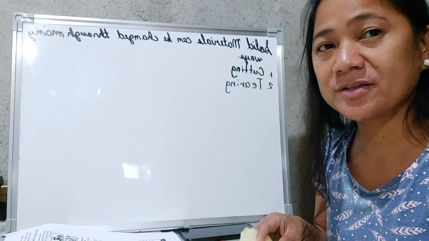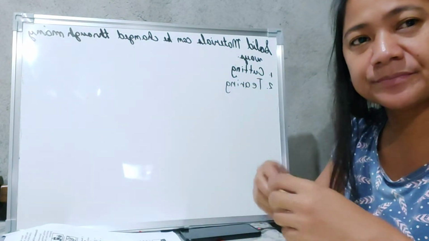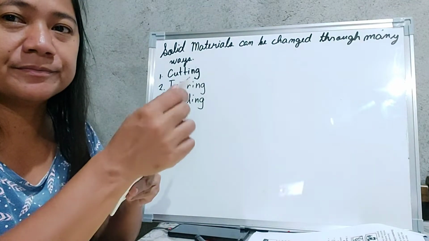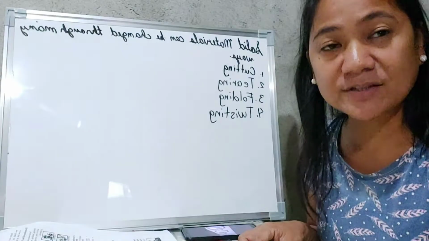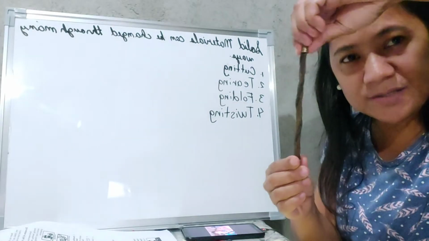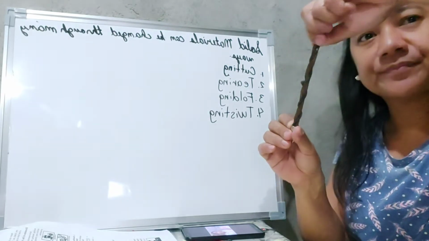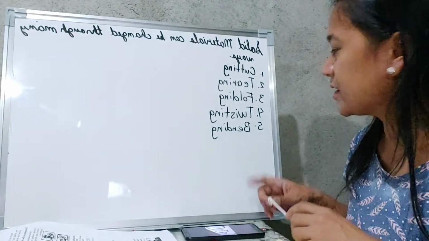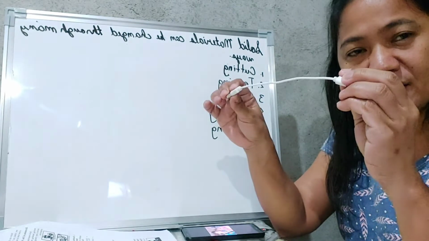Another way to change a solid material is peeling. And number 3 is folding. So that is folding. Solid materials can also be twisted. So this is twisting. We also have number 5, which is bending. So this is bending.